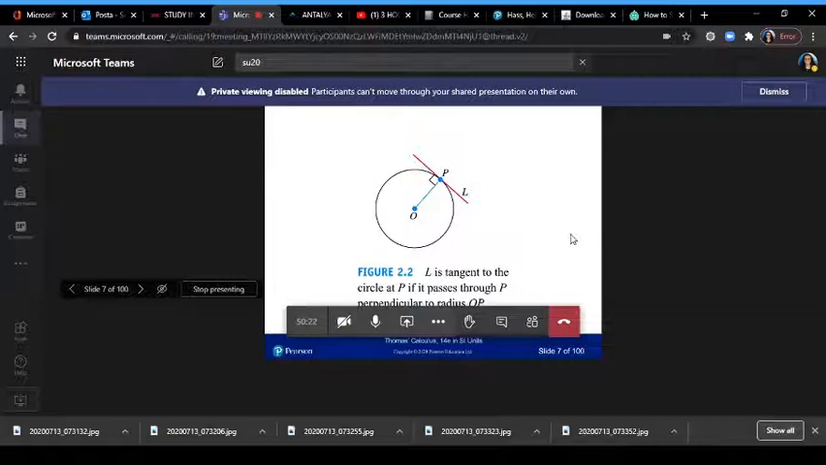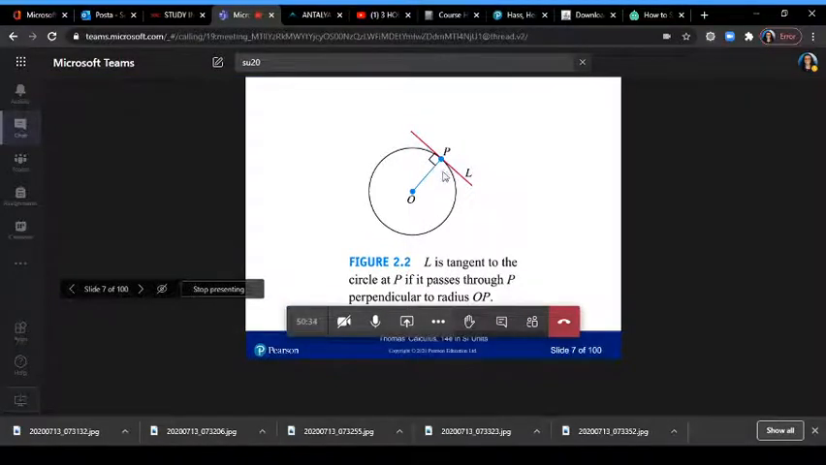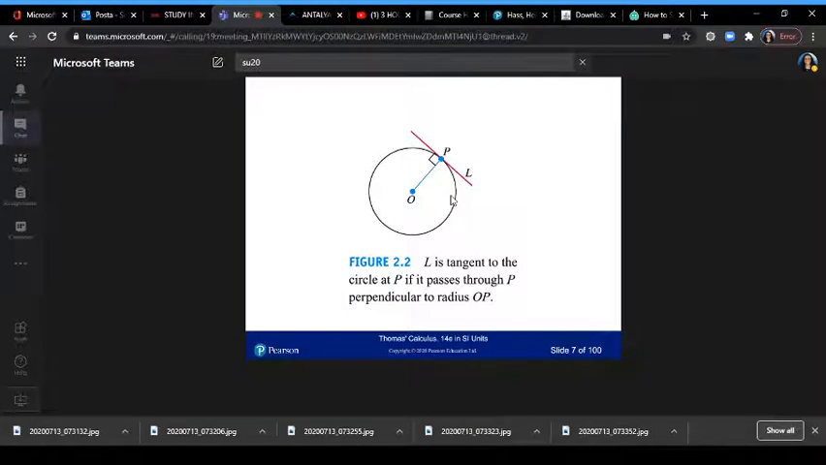Last time we talked about the tangent line to a circle. A tangent line is going to pass through this circle at one point, and we call it tangent line L to the circle, and this line is going to be perpendicular to this radius here.